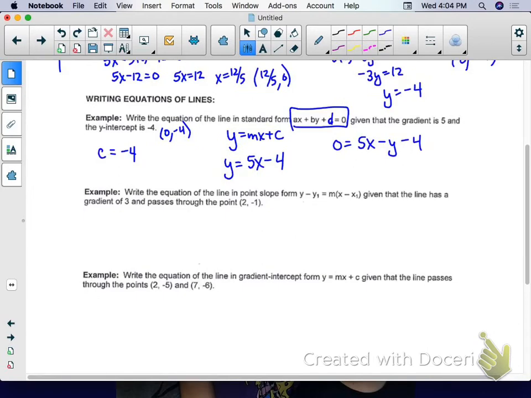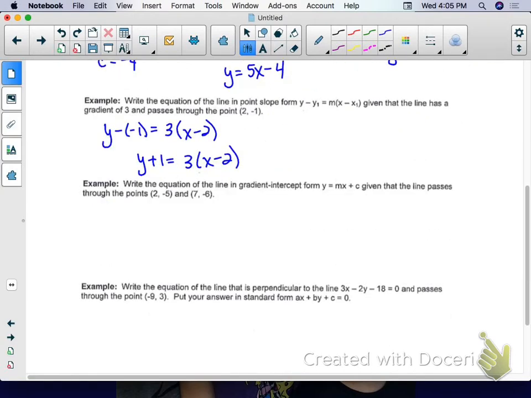gradient 3 and passes through the given point. Okay, so this is pretty straightforward. y minus negative 1, and again, you can just go ahead and write a plus 1. y plus 1 is equal to 3(x minus 2). And stop there. Now, it's hard for me to stop there. In fact, in my notes, I had to cross out because I kept on going. That's all they want. Okay, but it would be easy to put it into those other forms from there.